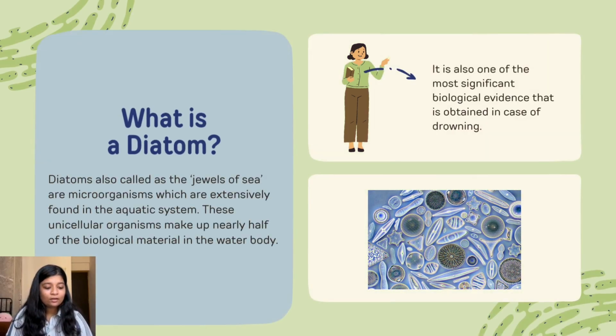Diatoms are infiltrates that are found inside the body of a deceased. These usually serve as corroborative evidence or sometimes even conclusive evidence that helps in supporting the diagnosis of the death. These usually help in ascertaining if the drowning was ante-mortem or post-mortem. We'll be coming to this ante-mortem and post-mortem in the further slides.